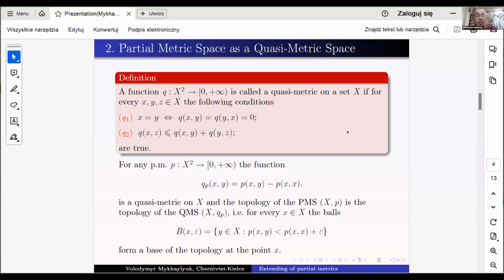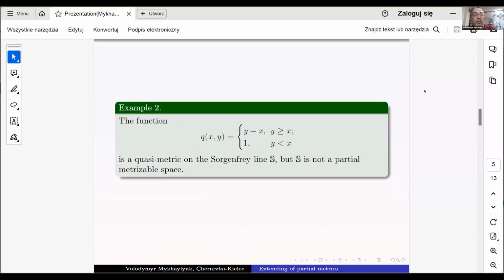The classical example of a quasi-metric space that is not partially metrizable is the classical counterexample, the Sorgenfrey line. Namely, if we consider such a function, it generates the corresponding topology of the Sorgenfrey line. Such a function is a quasi-metric, and if epsilon is greater than 0, the corresponding ball is the semi-open interval from x to x plus epsilon.